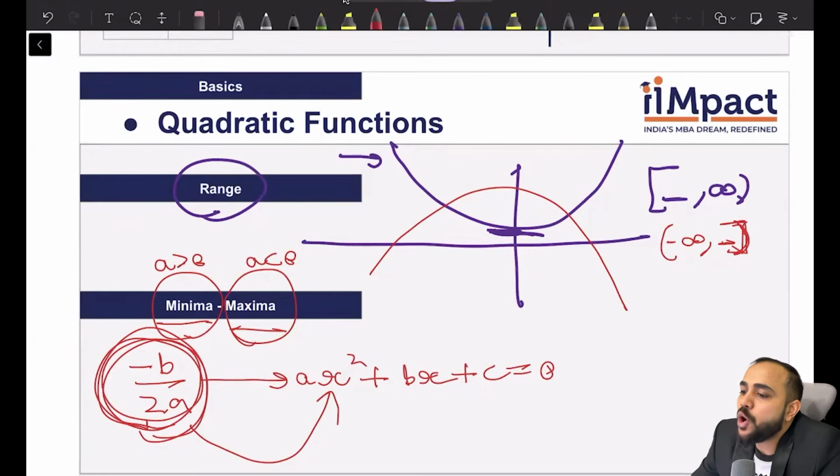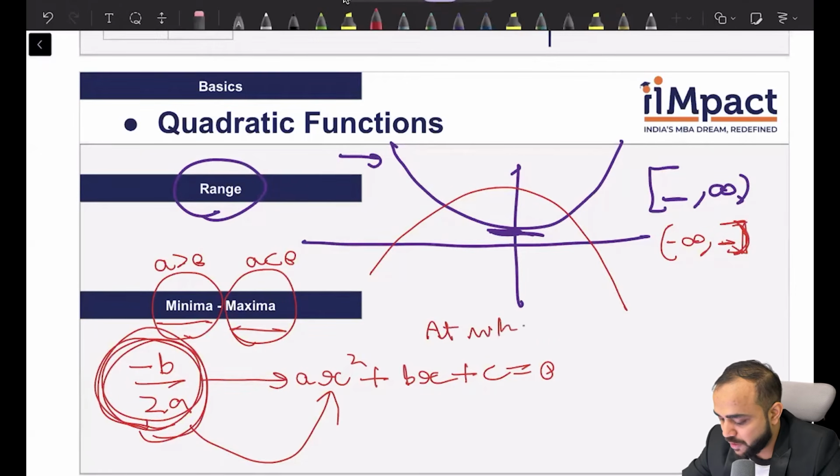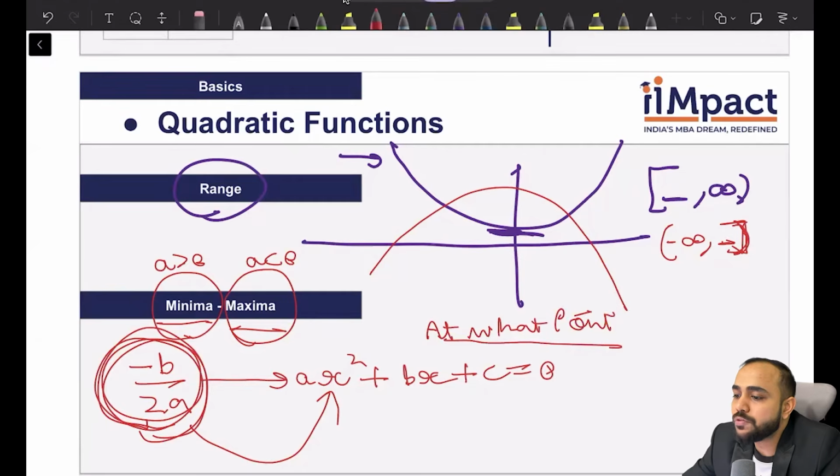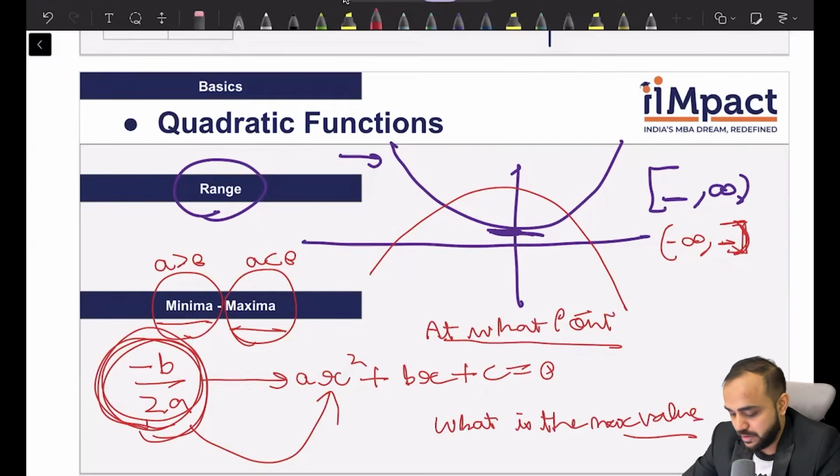At what point does the quadratic achieve its maxima? Are they asking you for the input or the output? At what point? They are asking you for the input. At what input will you achieve your maxima? What is the maximum value? What are they asking you for? The input or the output? In this case, they are asking you for the output, the actual value.